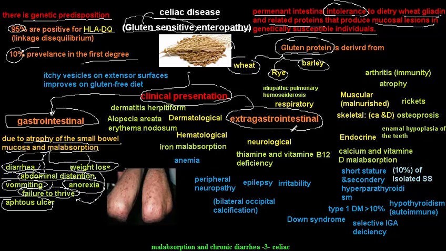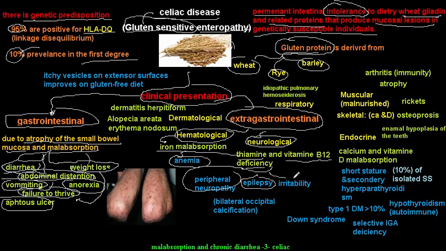The extra-gastrointestinal manifestations: to understand them, you have to imagine what malabsorption of things can lead to. In the hematopoietic system, hematological symptoms are mainly due to iron deficiency. There is no more sufficient iron absorption, so iron malabsorption will lead to iron deficiency anemia. What about neurological symptoms? You will also have thiamine and vitamin B12 deficiency due to malabsorption. Thiamine and vitamin B12 deficiency will lead to peripheral neuropathy, epilepsy, irritability, bilateral occipital calcification. All of them are possible things to happen in celiac disease.